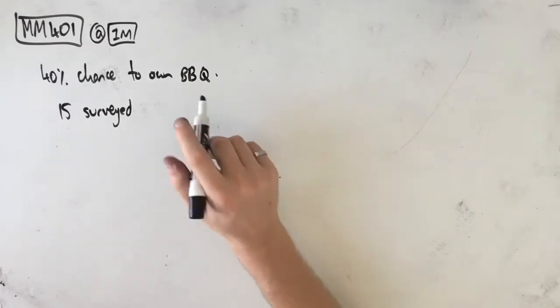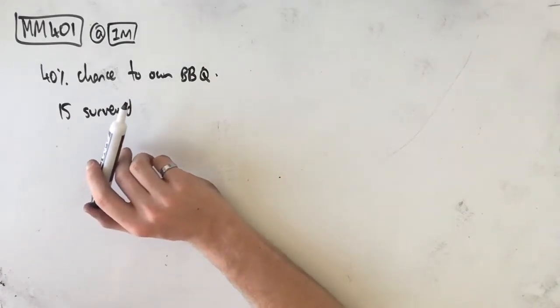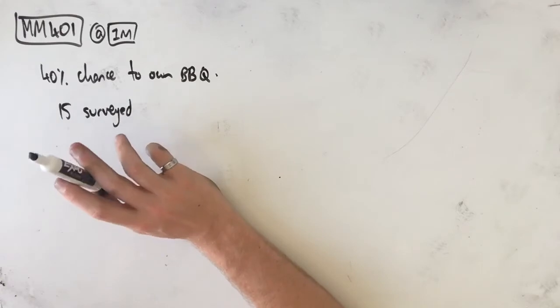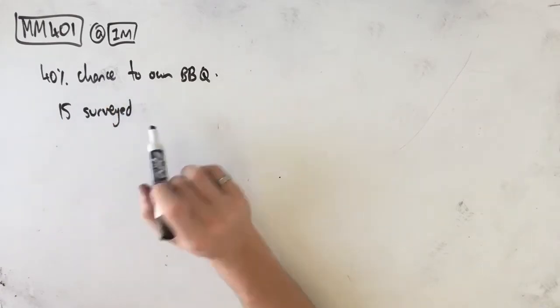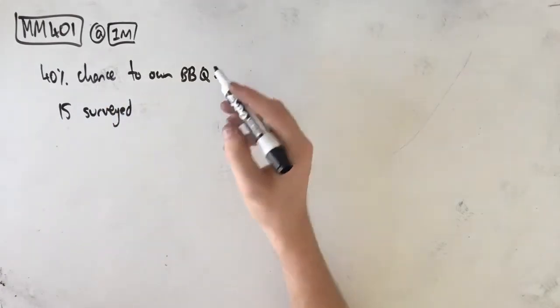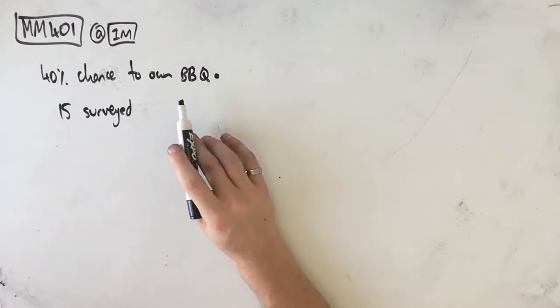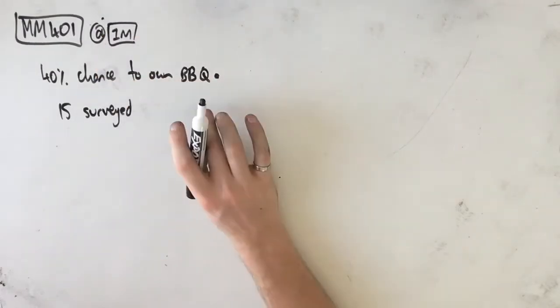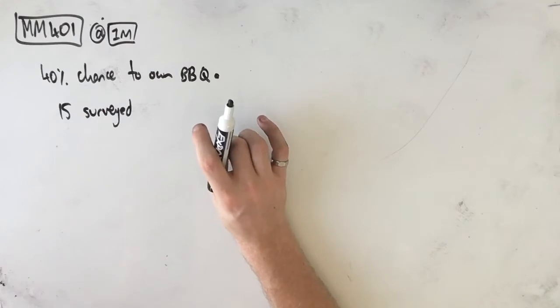So in this question we've got a local hardware store conducting a survey to find out how many households own a barbecue. Part A says the store discovers that any given household has a 40% chance to own a barbecue. If the store surveys 15 people, what is the probability that none of them own a barbecue? Correct to 4 decimal places.